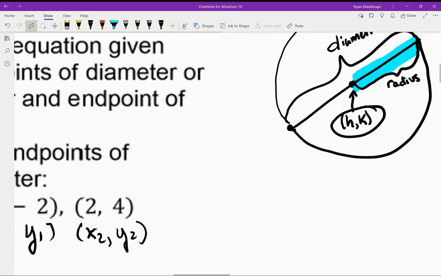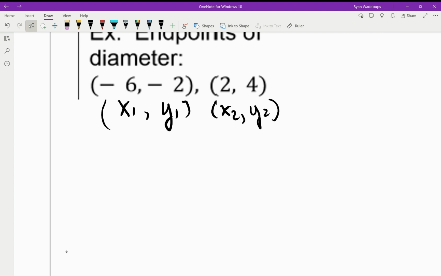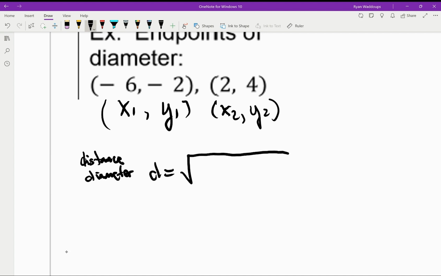So first thing, let's go back over here and plug it into the distance formula. And so the distance, which is also then what we're looking for, is the diameter, will be d is equal to the square root of x1 minus x2, or x2 minus x1. It doesn't really matter which one you put first. I'm going to go ahead and just put x1 minus x2. x1 is -6 minus x2, 2. And that will be squared.